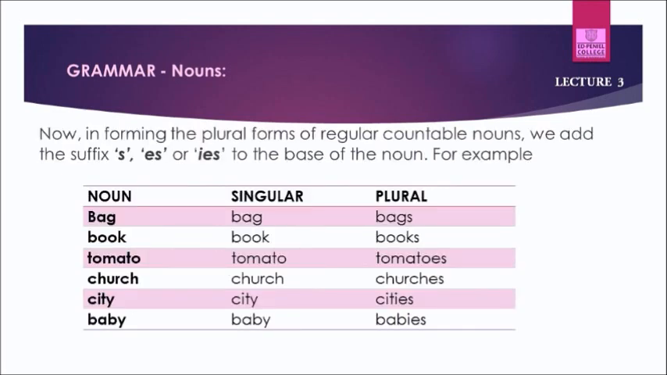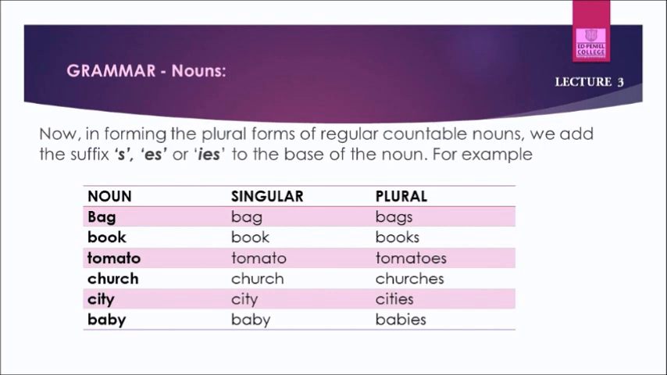So the table below gives you some examples. We have bag, the singular is bag and the plural is bags. Book, the singular is book and the plural is books. Tomato, the plural is tomatoes. Church, the plural is churches. City, the plural is cities. Baby, the plural is babies.